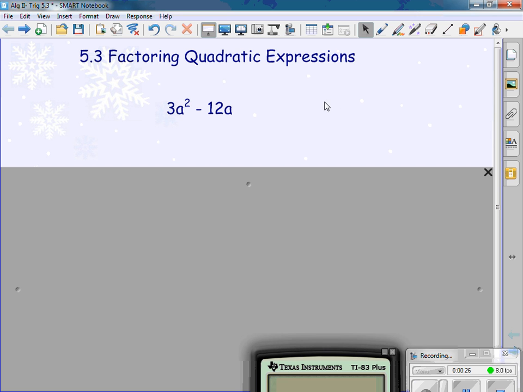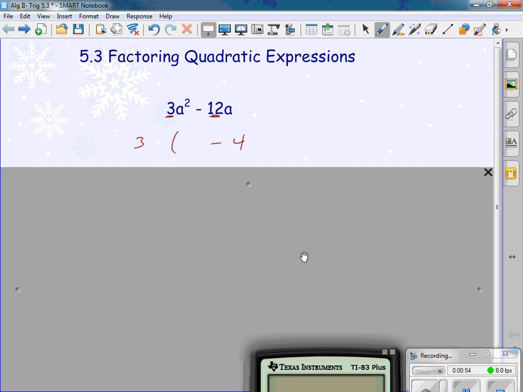Variable expressions. First thing we do is look at the numbers. I have a 3 and I have a 12. Do they have anything in common? They have 3 in common. How many times does 3 go into 3? Once. How many times does 3 go into 12?